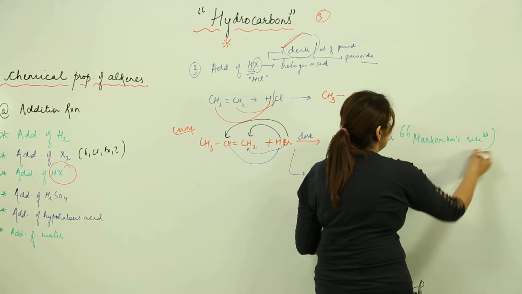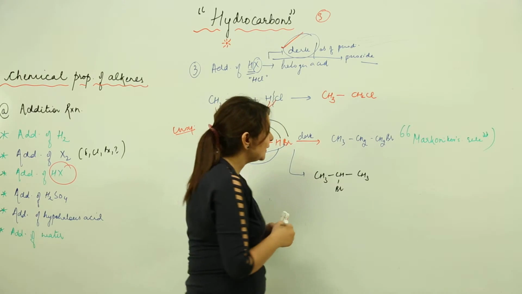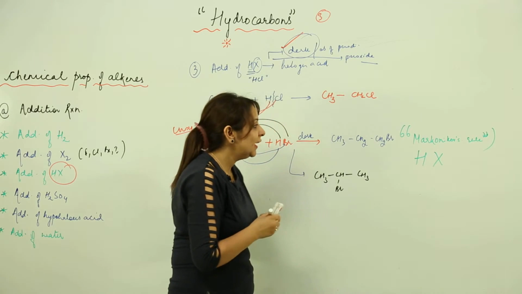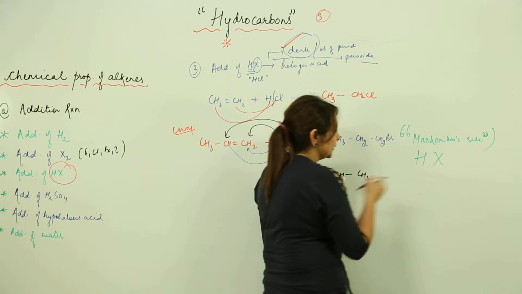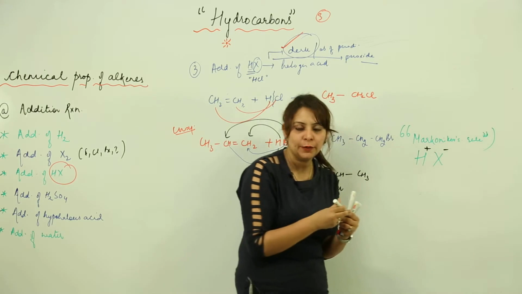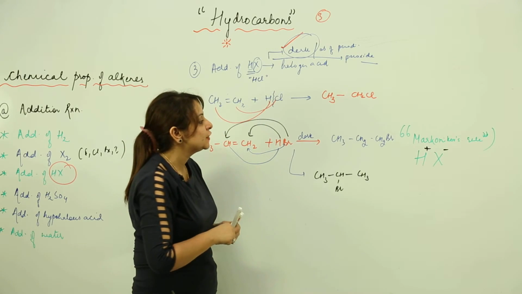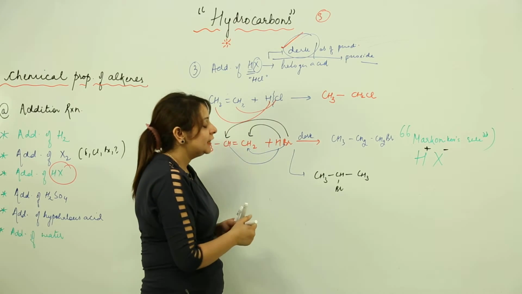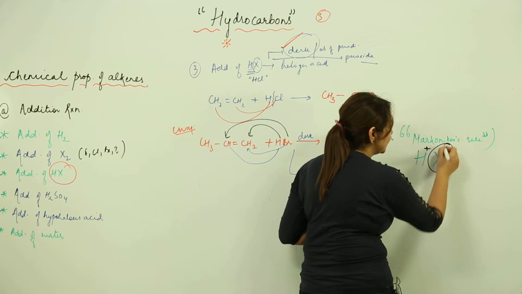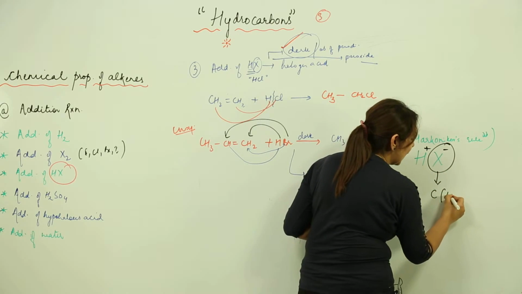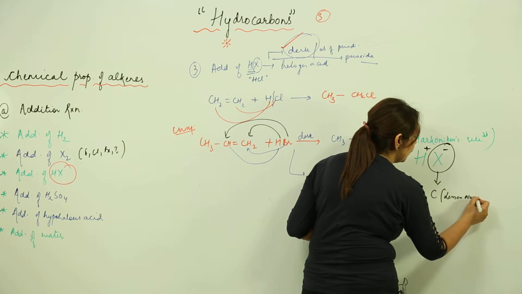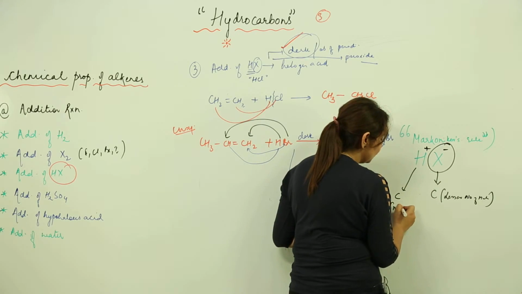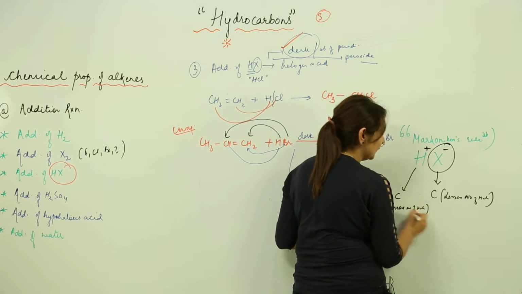Markovnikov's rule. What does this rule actually state? It states that whenever you are adding a substance, suppose we are adding HX, right? In this HX, one is a positive part and the other is a negative part. So according to Markovnikov, when you are adding HX to an unsymmetrical alkene, the negative part attaches to the carbon atom which carries a lesser number of hydrogen atoms, and the hydrogen attaches to the carbon which carries more hydrogen atoms.